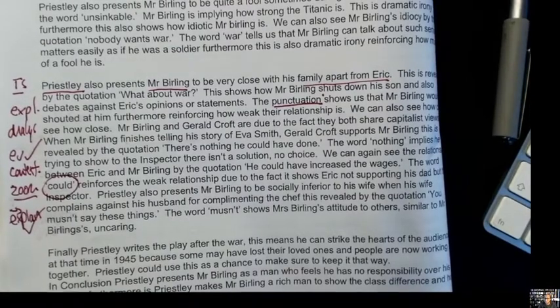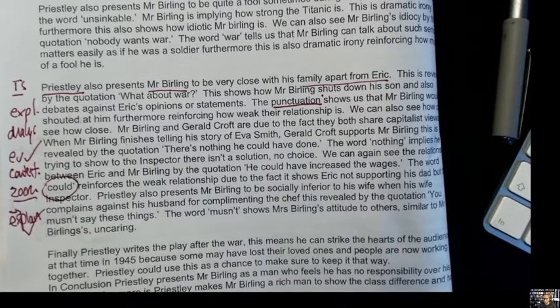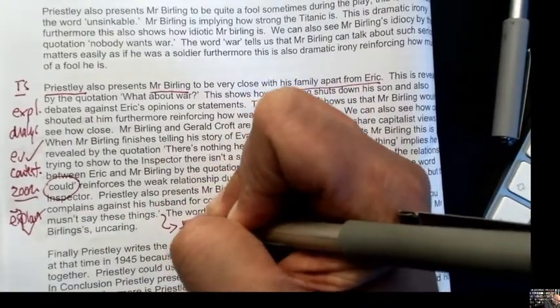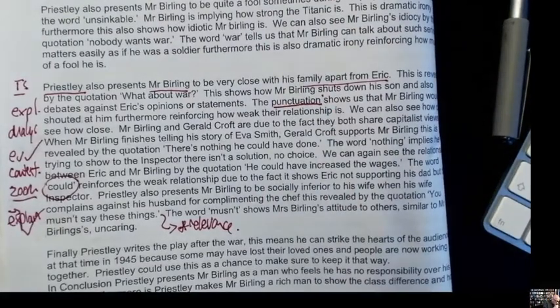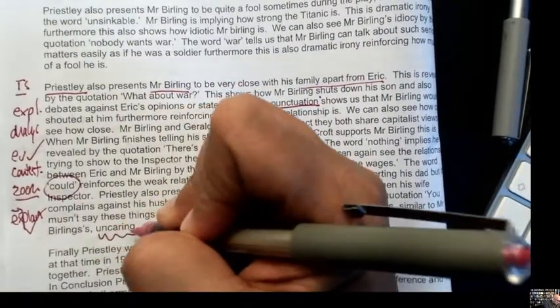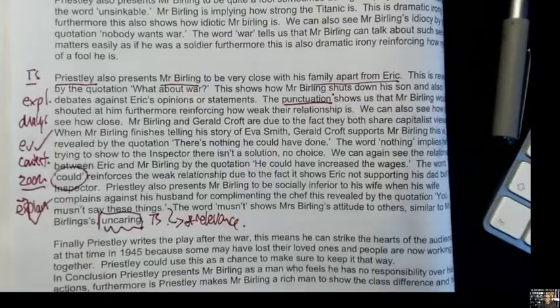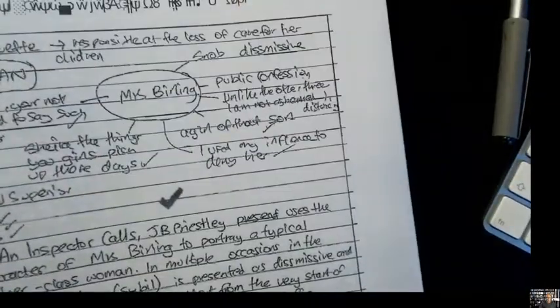Priestley also presents Mr. Birling to be socially inferior to his wife. When his wife complains against her husband for complimenting the chef, this is revealed by the quotation, "You mustn't say these things." The word "mustn't" shows Mr. Birling's attitude towards others, similar to Mrs. Birling's uncaring. I'm a bit confused as to the relevance of this, but I know what they're trying to do, which is to emphasize his uncaringness. So I put a star around the relevance because I'm not really happy with that. But what we see is the second paragraph is a little bit more traditional.